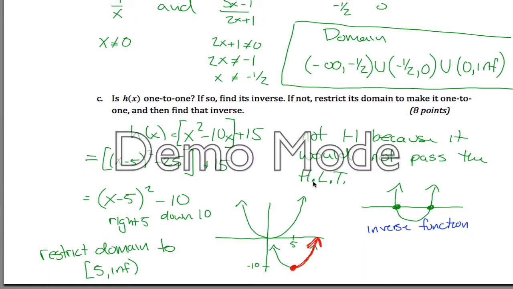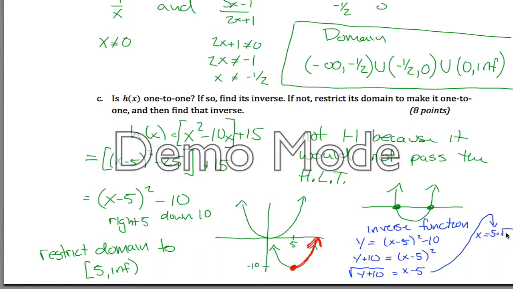The way I figure out the inverse function is you could start with y equals x minus 5 squared minus 10. Solve this equation for x. So add 10 to both sides, then take the square root of both sides. Normally when you take the square root of both sides, you have to put in a plus or minus over here, but since we restricted the domain to just the positive side of this graph, we don't need a plus or minus here, it's just a positive. So finally, what we get is x equals, if I add 5 to both sides, 5 plus the square root of y plus 10.